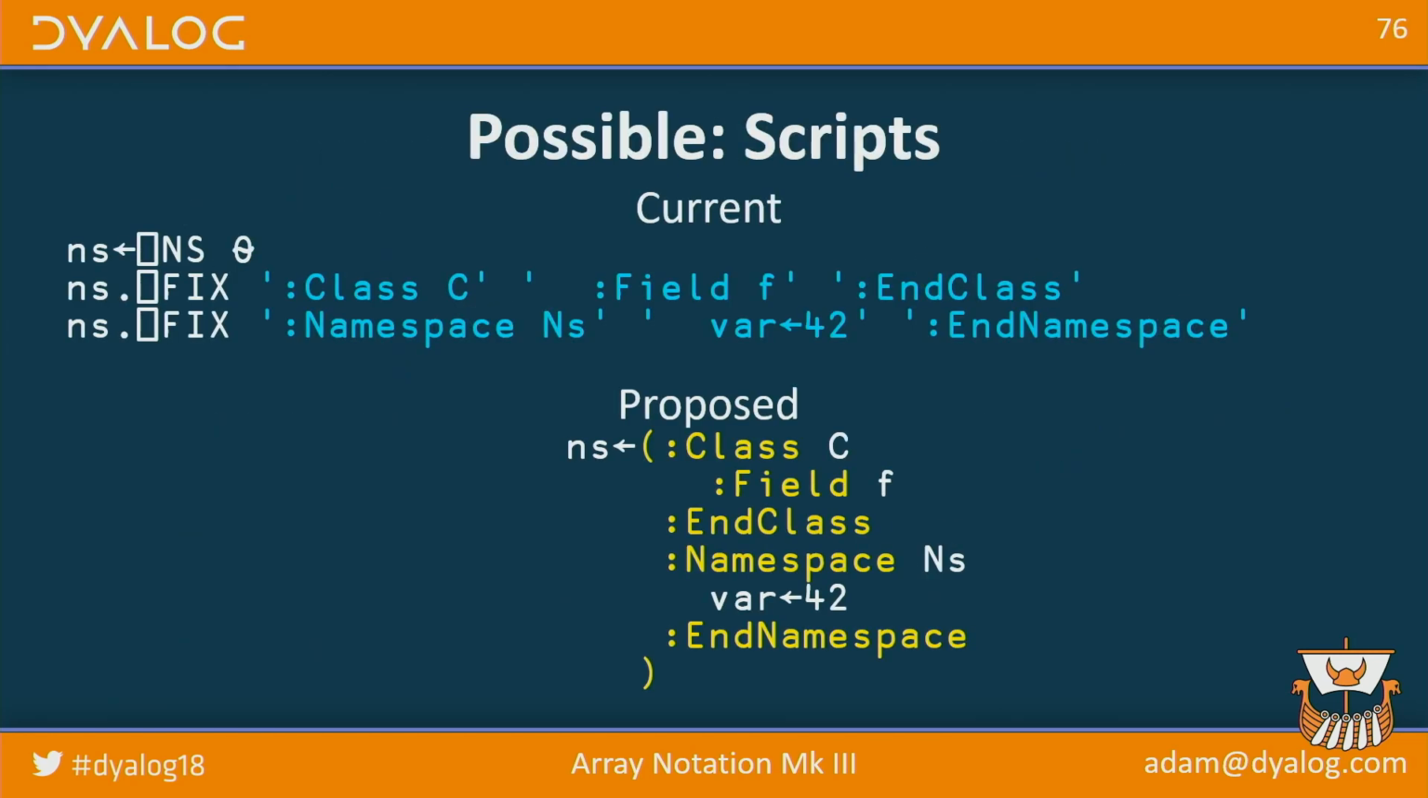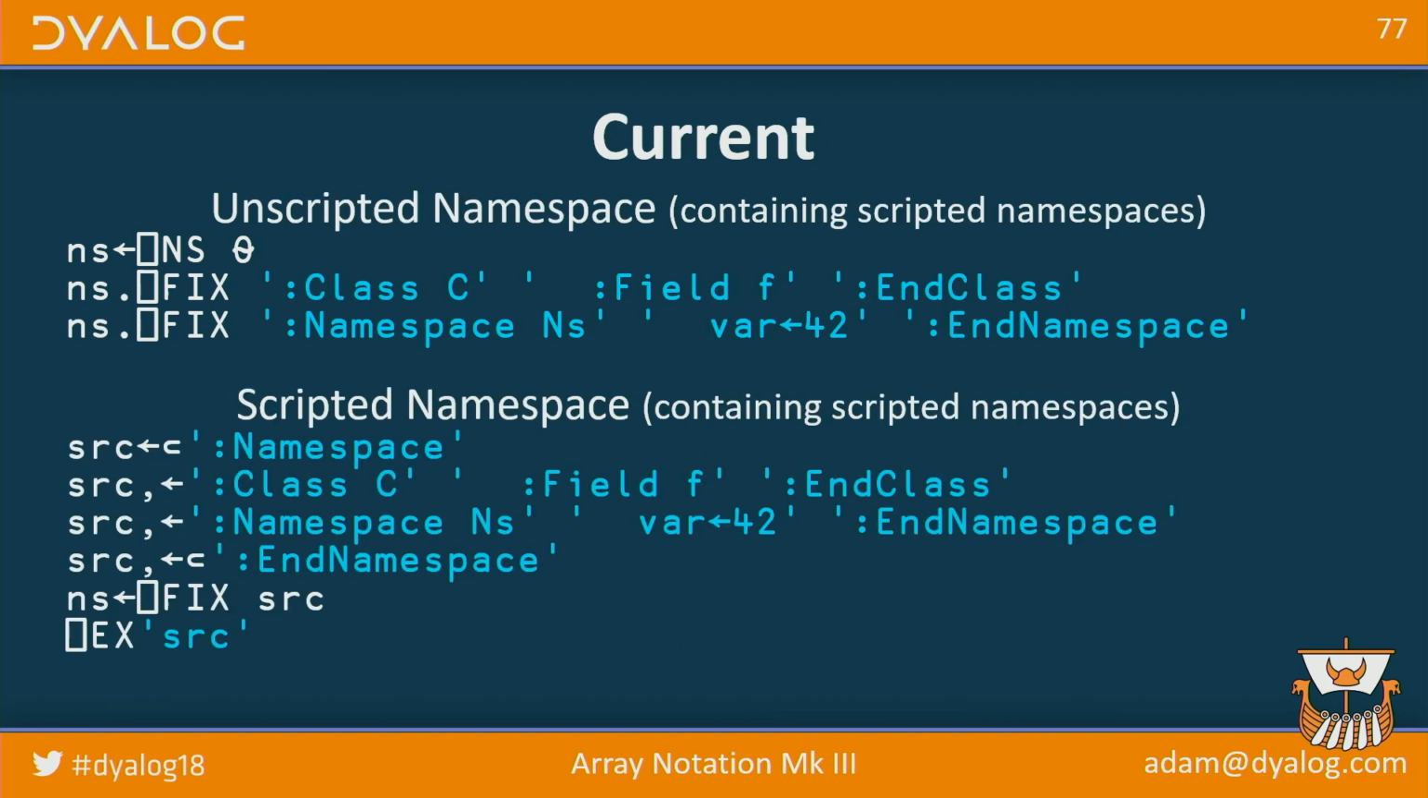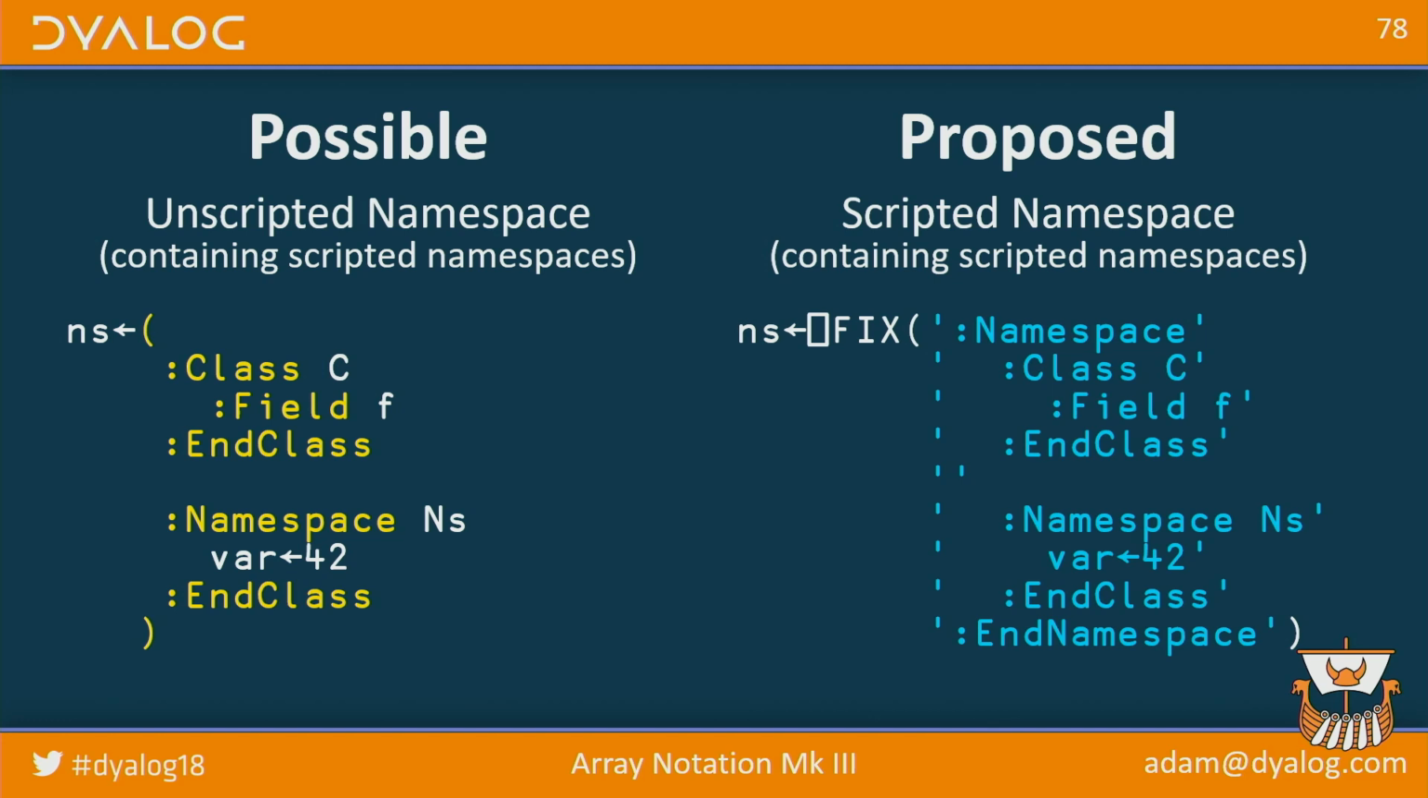You could also do a mixture of scripted and unscripted namespaces. So you could have members inside that are just declared with :Class, :Namespace, and so on. And you could create a script. So currently you have to create a script and then fix that and get rid of the source you created. But you can already, with the notation, because we have the vector notation, you could have a vector of text vectors and then use quad fix on that.